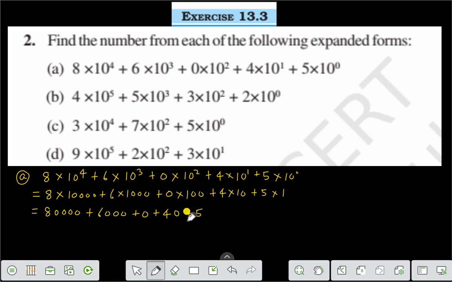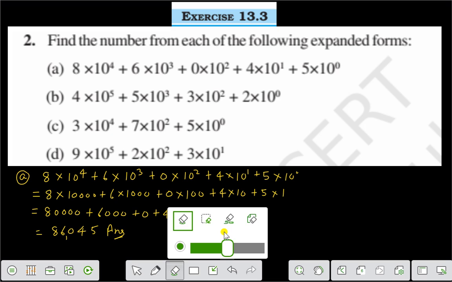right? Therefore, if we add the numbers, we will get 86045, and put the commas after 3 digits. There is 86,045. This is the answer of question number A. Now we'll solve question number B.